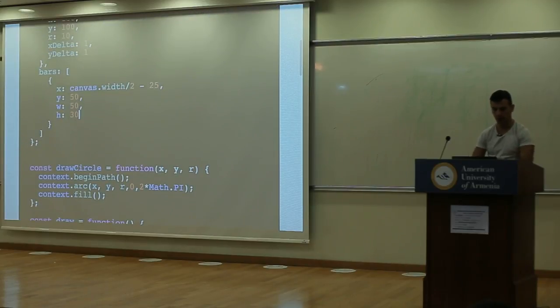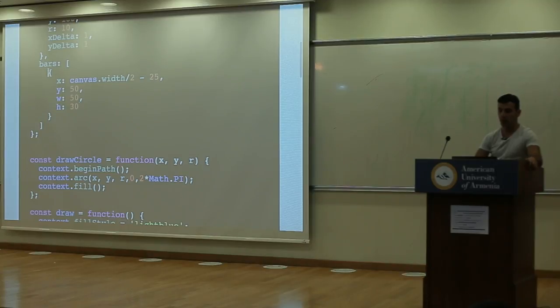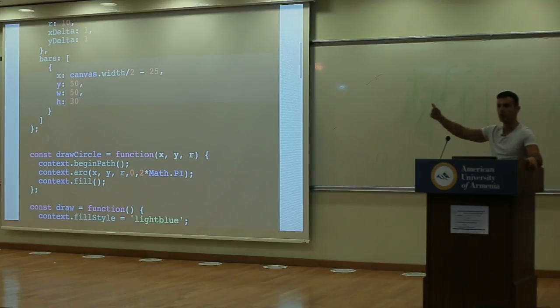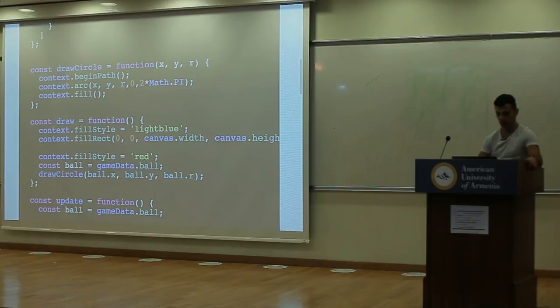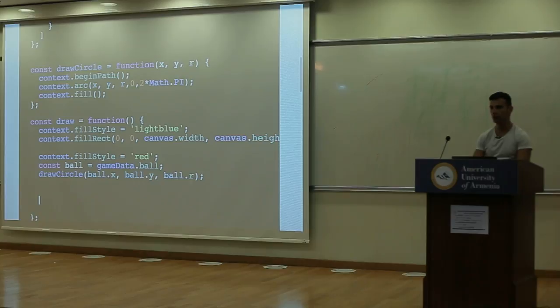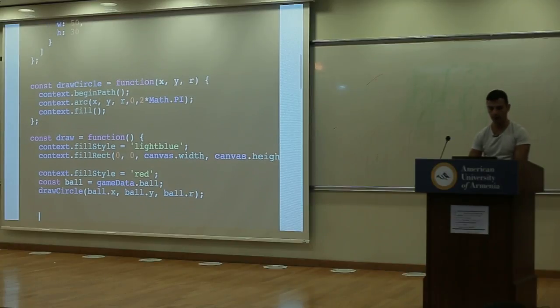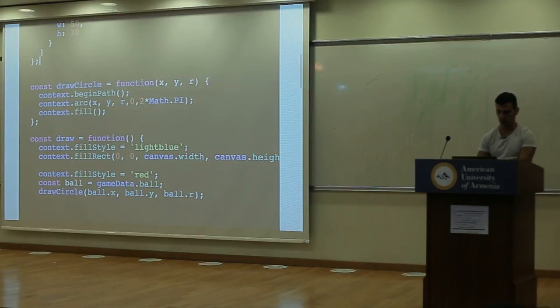Okay, let's draw these bars. Now, right now I only have one, but remember, I'm going to add more. So I need some way to iterate over this list and draw every single bar. So I need a for each function, right? For every bar, I need to draw it. Make sense?